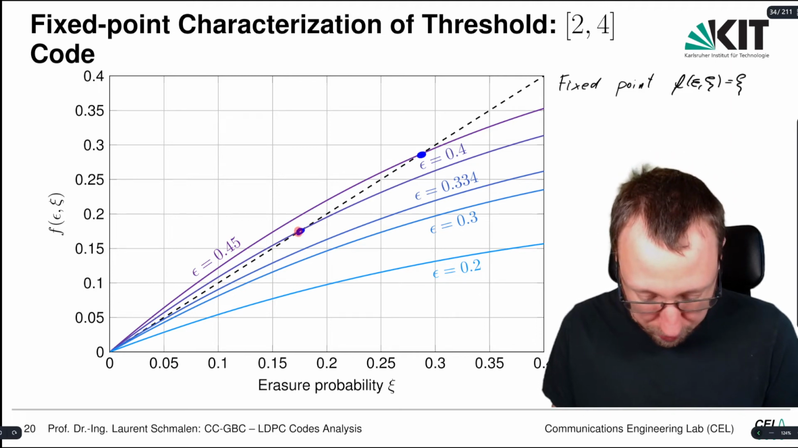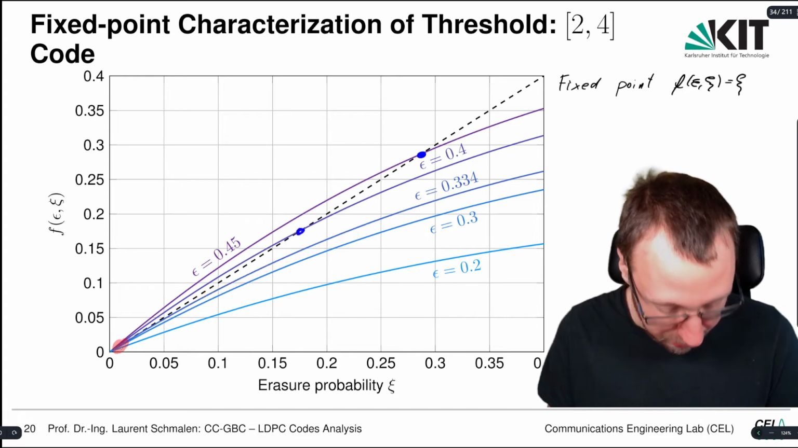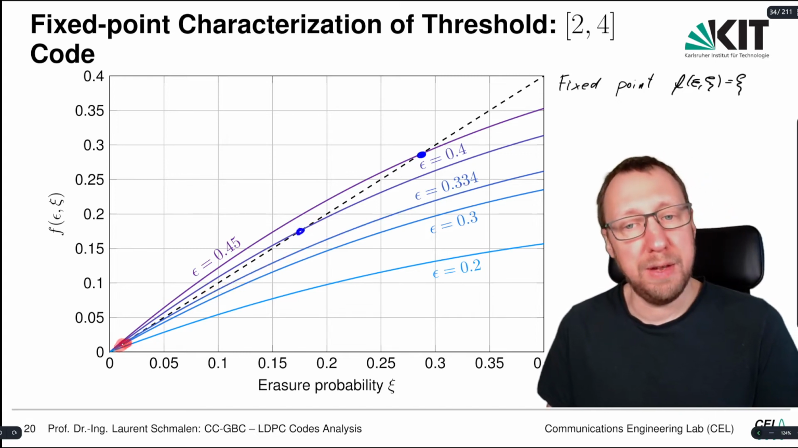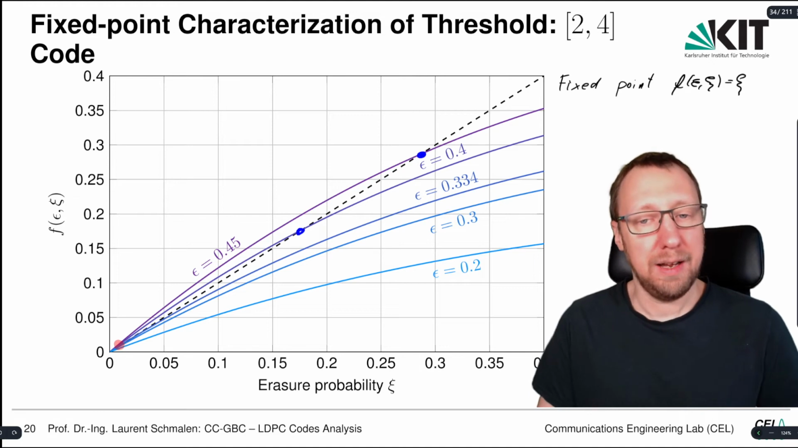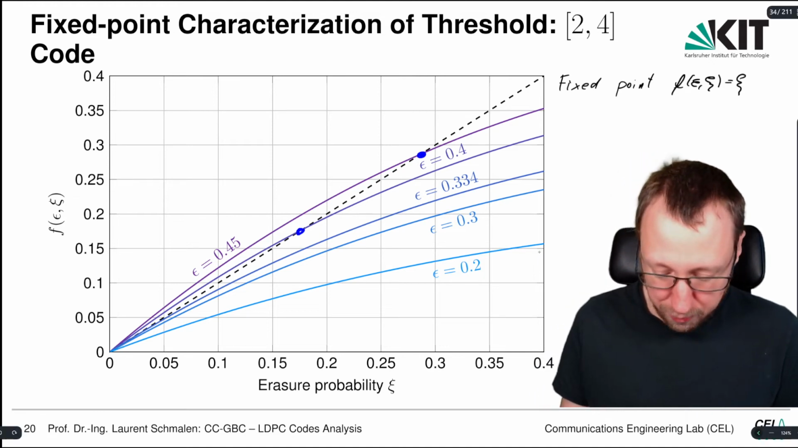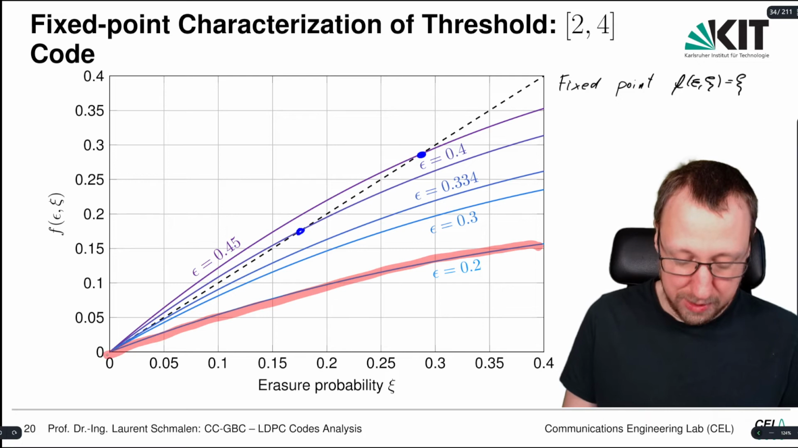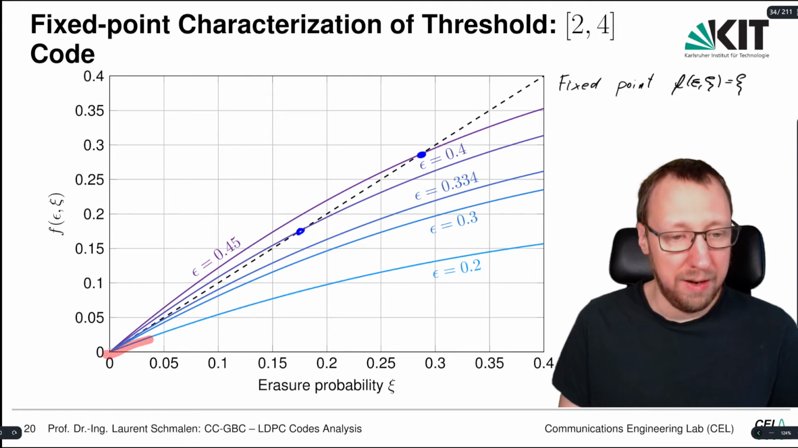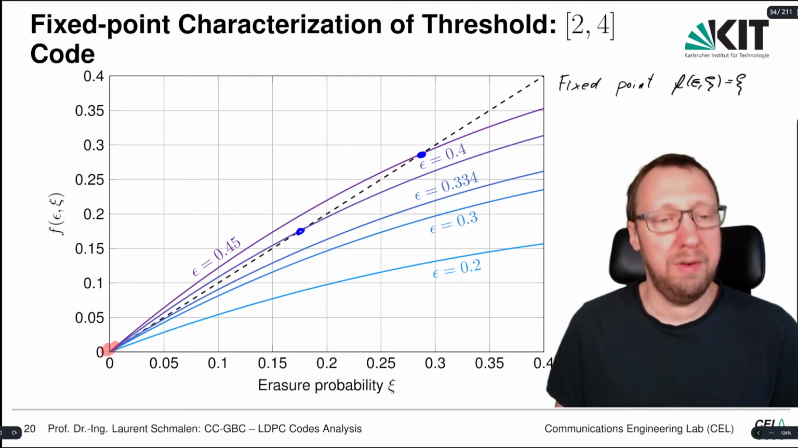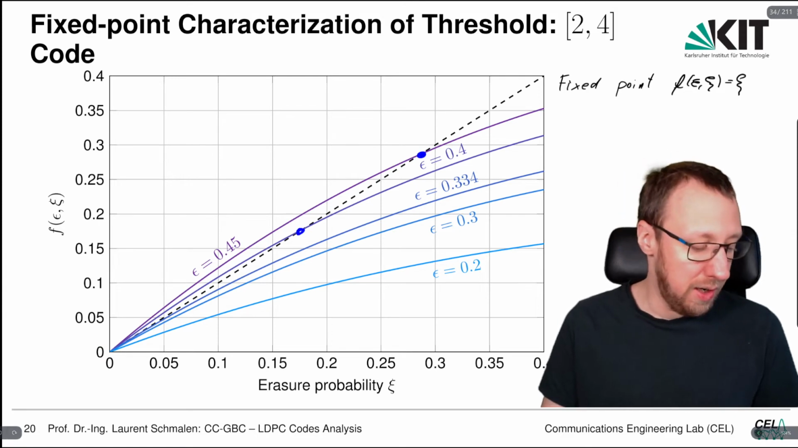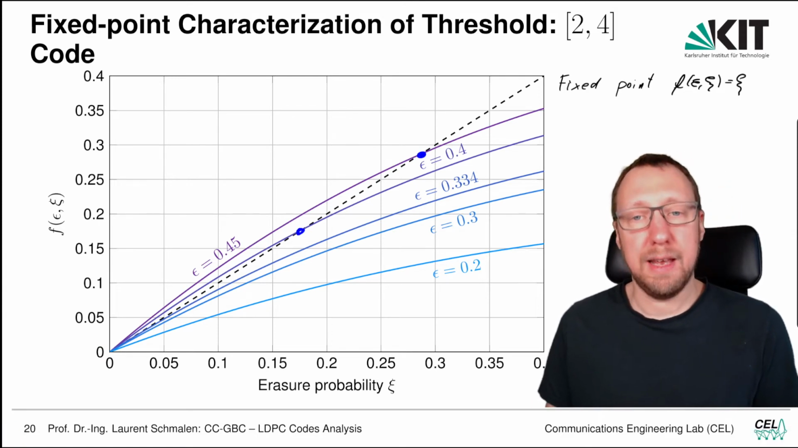For epsilon equals 0.334, we need to look very closely here, but there we'll also have a fixed point, and decoding will get stuck. And for epsilon 0.2, we see very clearly there is no fixed point. Even if we zoom in to the bottom here very closely, there will be no fixed point. So decoding will not get stuck.